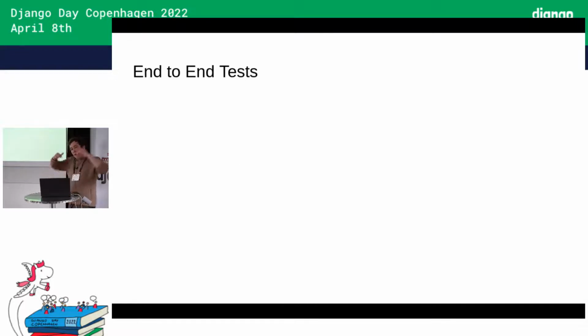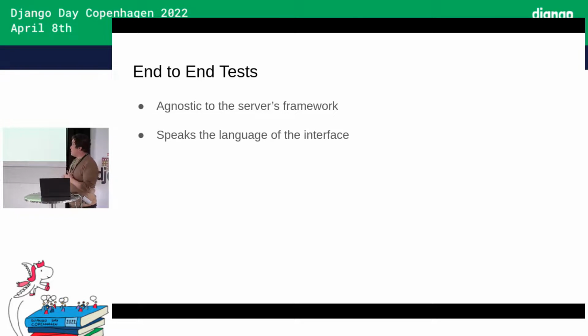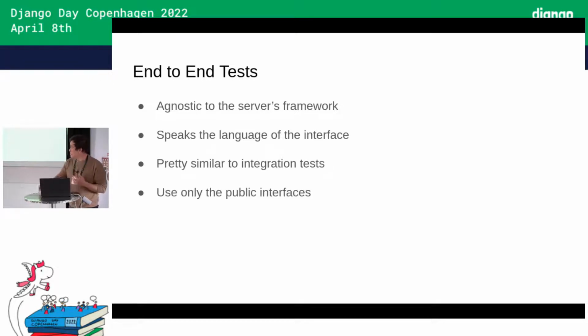So you need to go up on the abstraction layer. You need to move out from Django. And then is when the end-to-end test starts to make sense. They are agnostic to the framework. They speak the language of the interface. And they are pretty similar to integration tests, but you are only allowed to use the public interface. You are not allowed to use the backdoors that you implemented, because your real users are not aware of them. And you want to test your solution from end to end entirely.